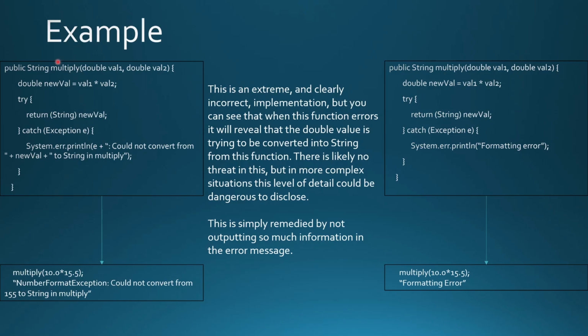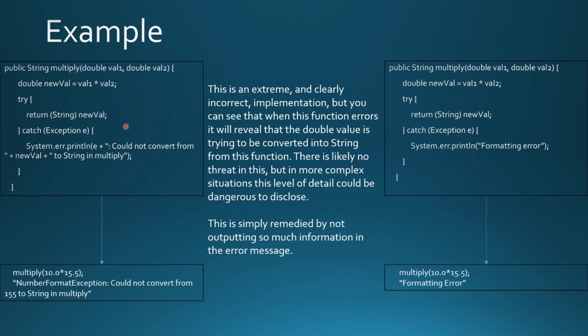So I've got here a method that just multiplies two double values as inputs. And you can see it'll multiply those, and then it'll try to return that value as a string. And when that doesn't work, it'll say could not convert from that value to a string in this function. And you can see an example of that down here. This is an extreme and clearly incorrect implementation, but you can see that when this function errors out, it'll reveal exactly what's occurring inside of it.